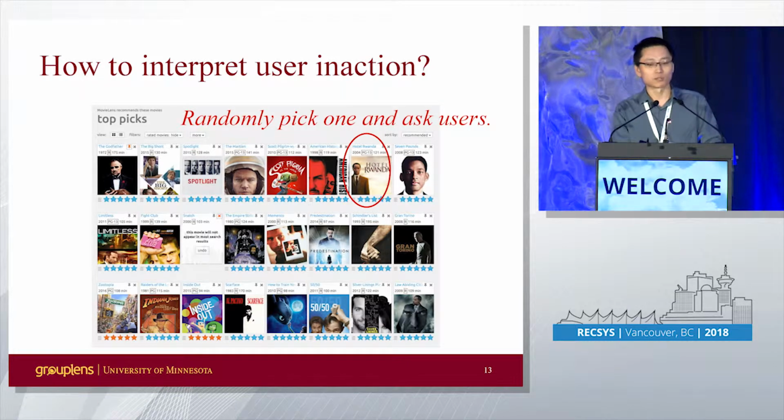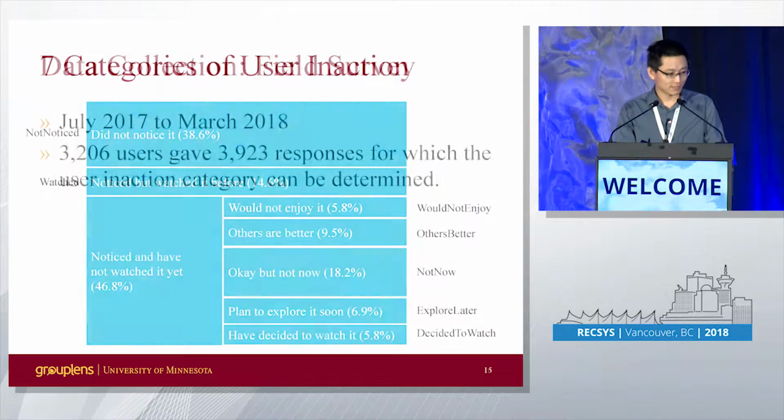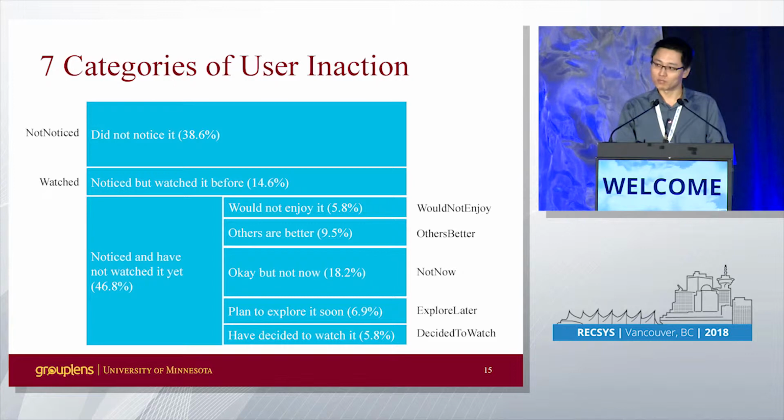We conducted a field survey. We asked MovieLens users. We randomly picked one inaction item and asked users. This is when we collected the data, and this is the amount of data we collected. This is the result, what we found. We found 7 categories of user inaction reasons. The biggest category is that the user did not notice. That's 40% of the cases.